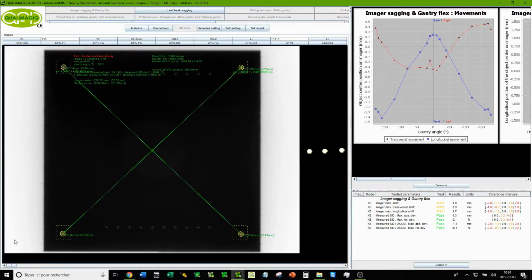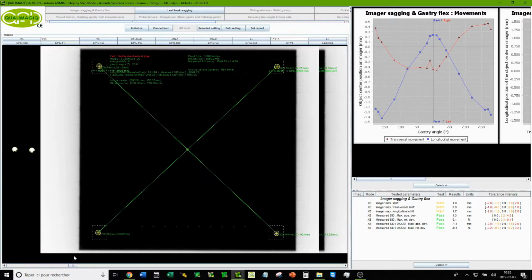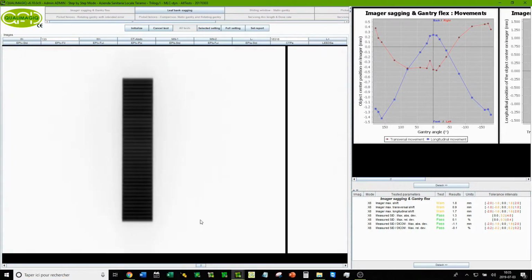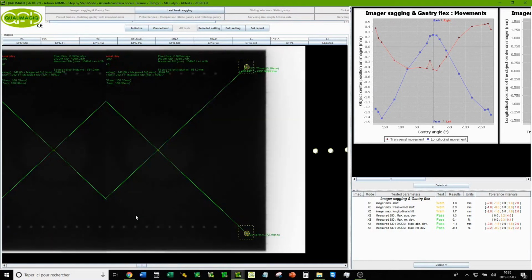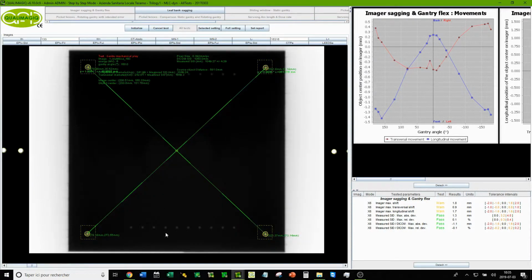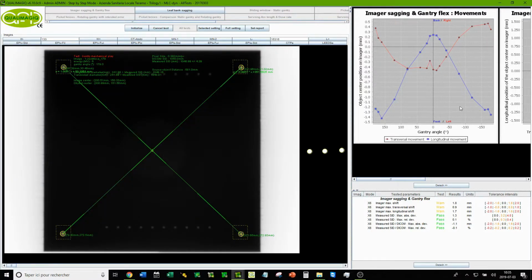This is now possible, as with our experience, we now know that the imager sagging and gantry flex are relatively stable over time for your treatment machines. If you carry out the test every month, you will obtain nearly the same results, so we recommend doing it only every 6 months. The results are saved to avoid the 15 minutes it takes to perform the pretest, given that the tests which follow do not require more than 10 minutes of acquisition time. It would be a shame to spend 15 minutes on the pretest and 10 minutes on the test.